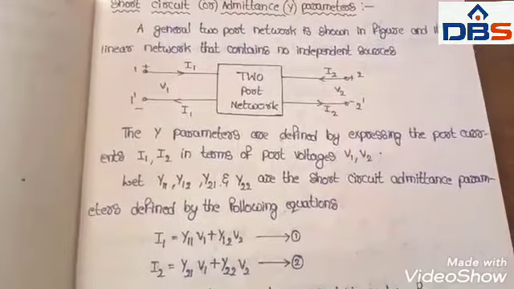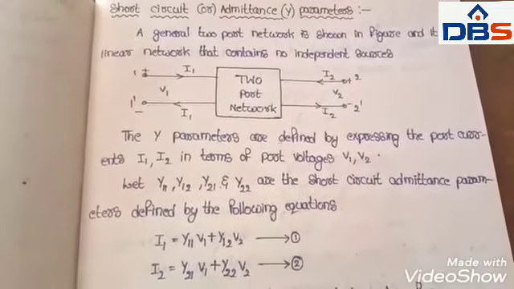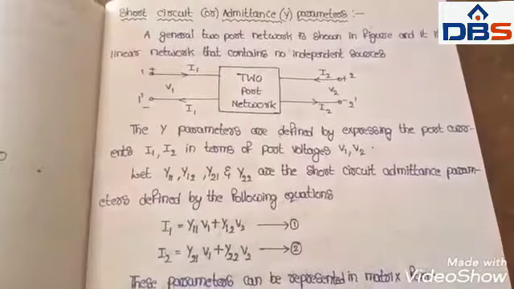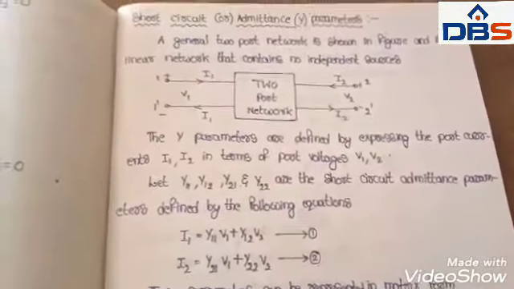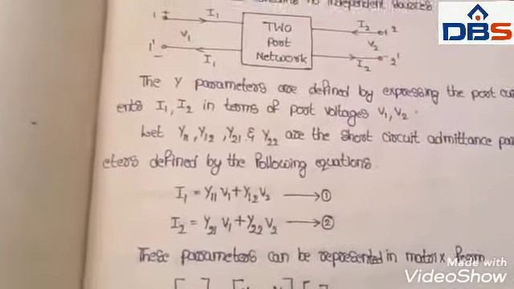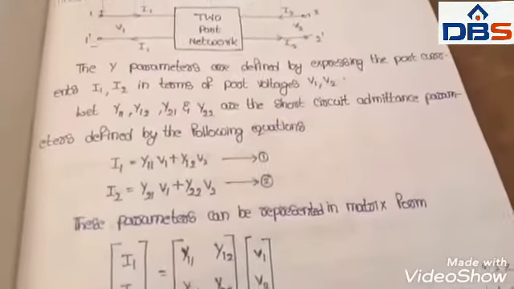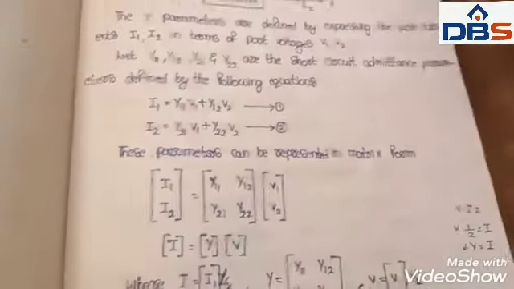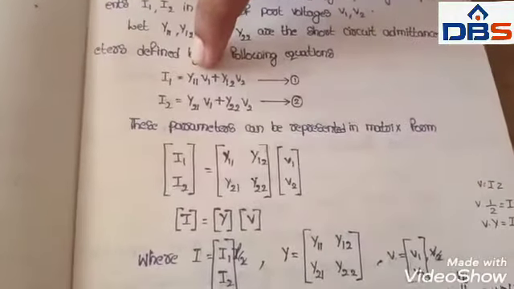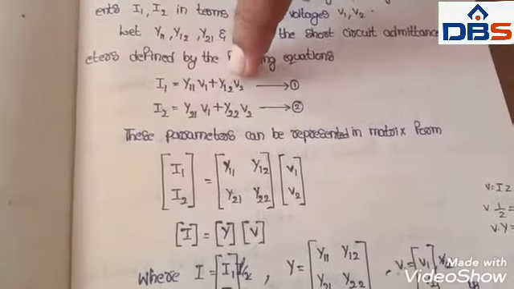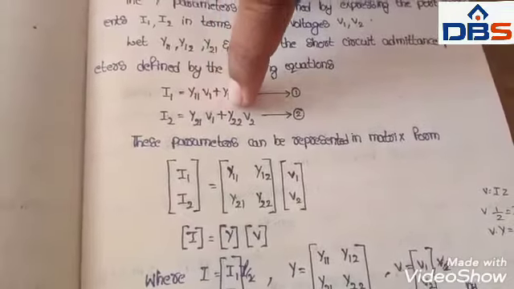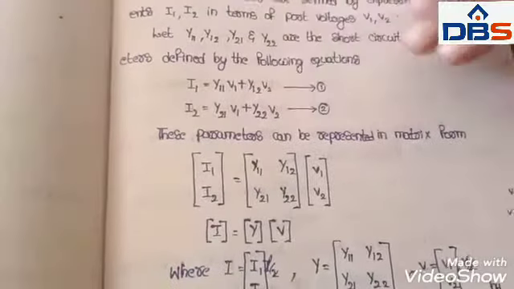Now the Y parameters are defined as the port currents expressed in terms of port voltages. Port currents I1, I2 are expressed in terms of V1, V2, whereas in Z parameters, V1, V2 are expressed in terms of I1, I2. Now I1, I2 are expressed in terms of V1, V2. Here I1 is equal to Y11 V1 plus Y12 V2, and I2 is equal to Y21 V1 plus Y22 V2.